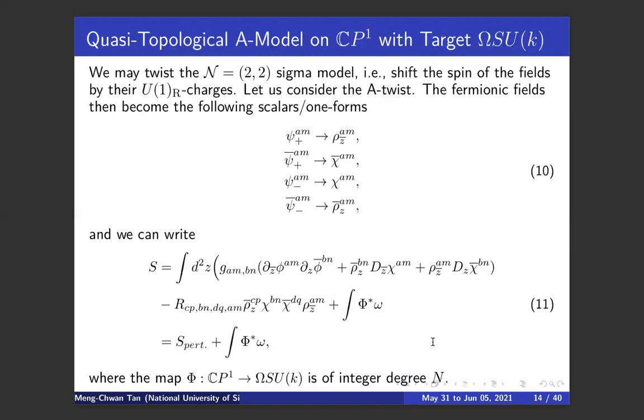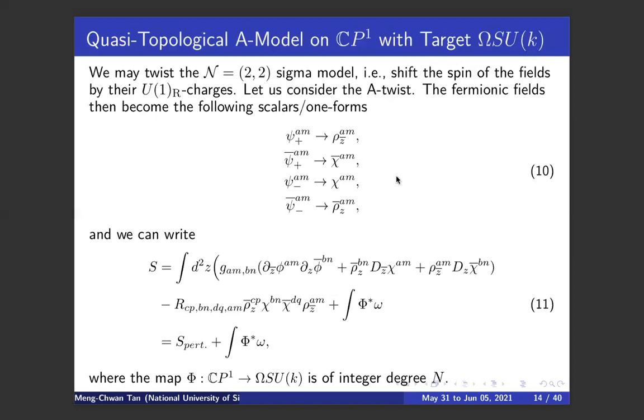And if you notice in this 2-2 sigma model, the only fields that have a U1R charge are the fermions. So the bosons, the scalars here, don't get shifted by anything because the U1R charge is 0. The fermions have different U1R charges, +1 and -1, and depending on the R charge, the spins would shift, and they would either become 0-1 forms or scalars on the worldsheet. So this is what we see here, a 1-0 form on the worldsheet.